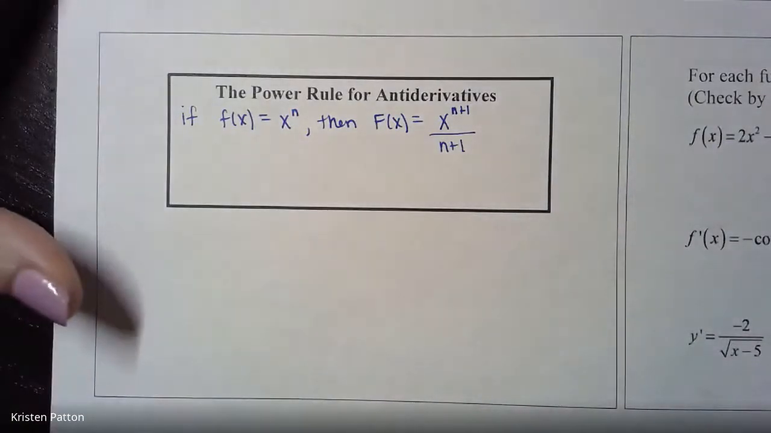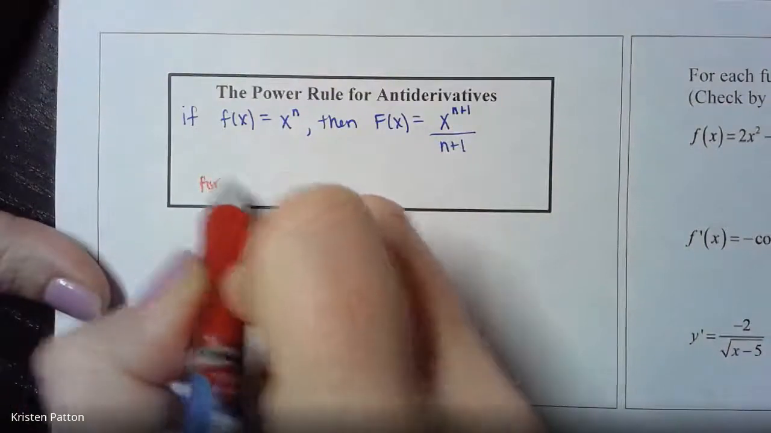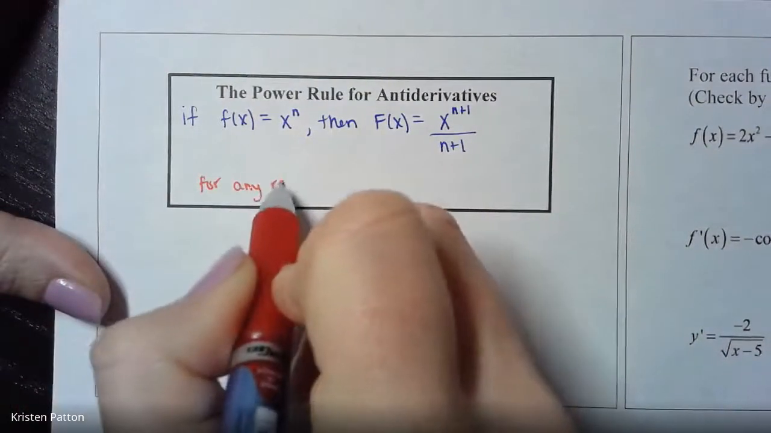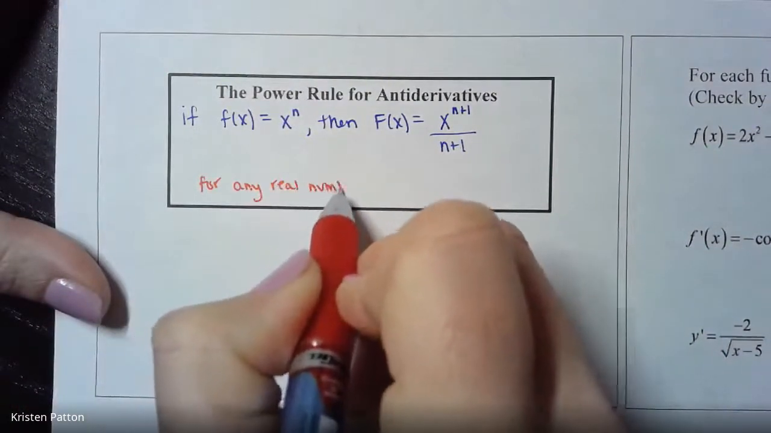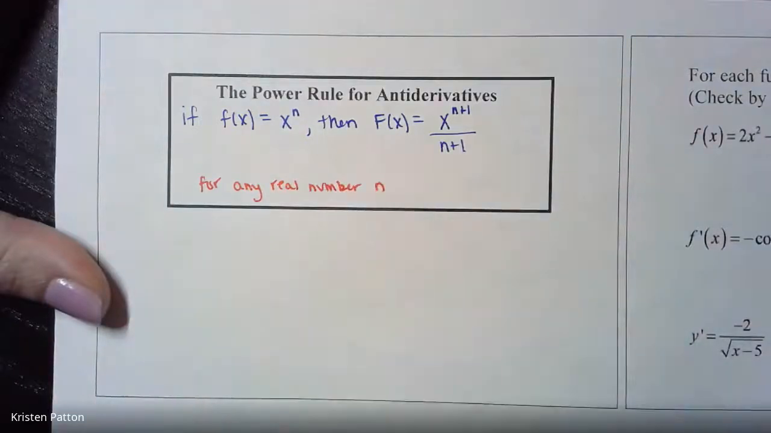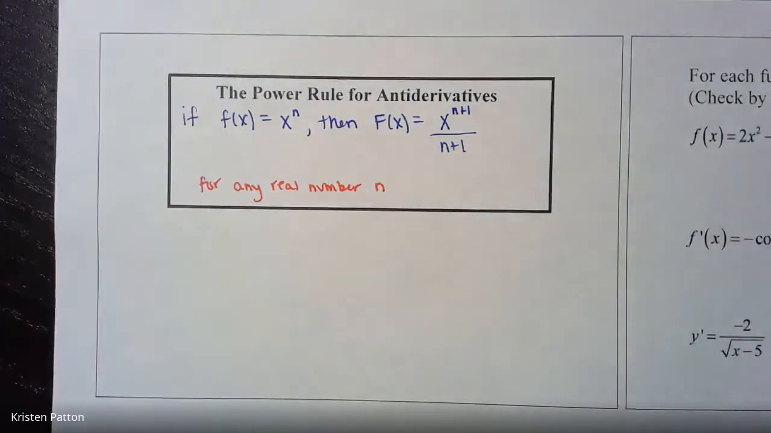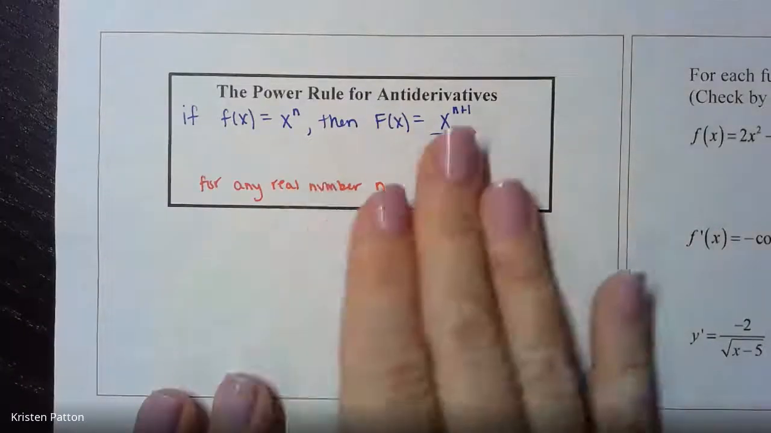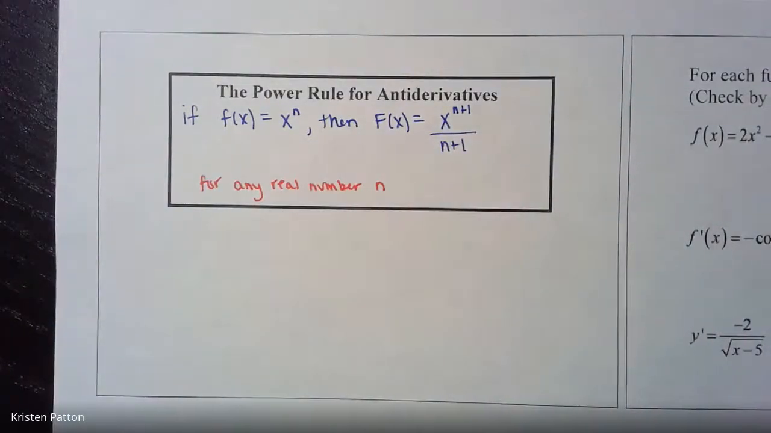And just like when we were talking about derivatives, this is for any real number n. So n does not have to be a whole number. It does not have to be an integer. It can be pi. It can be radical 7. It can be negative 1/3, right? So as long as it's a real number, the power rule will work. Okay? So that's a little more formal. I think we're just going to say you're going to add and divide, add and divide, add and divide.